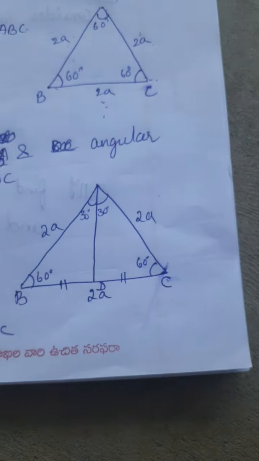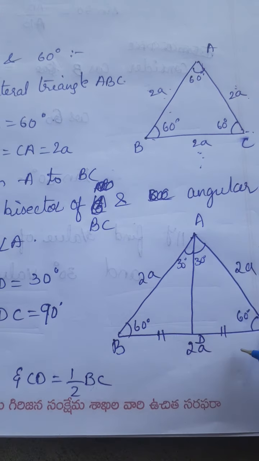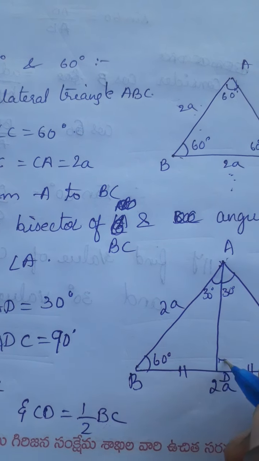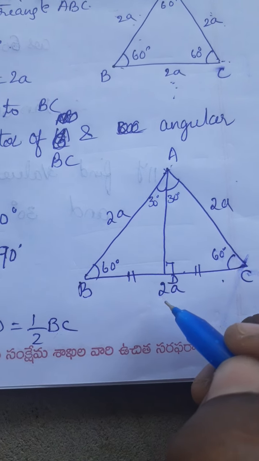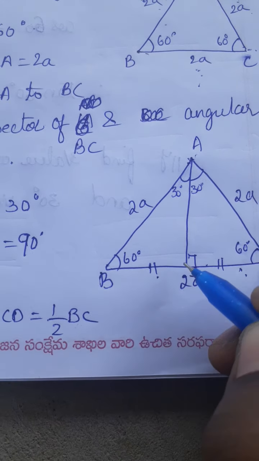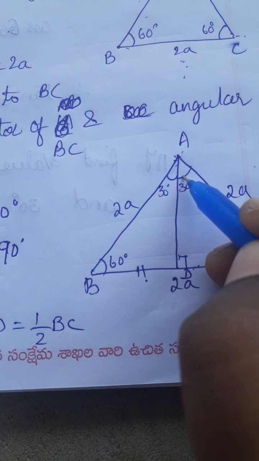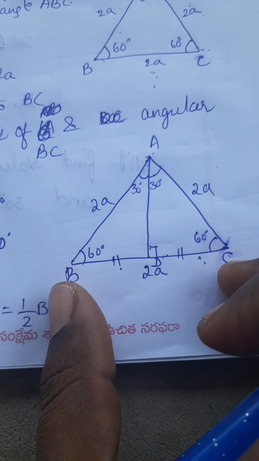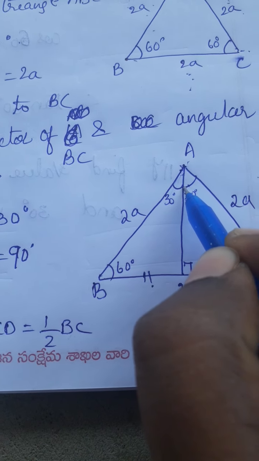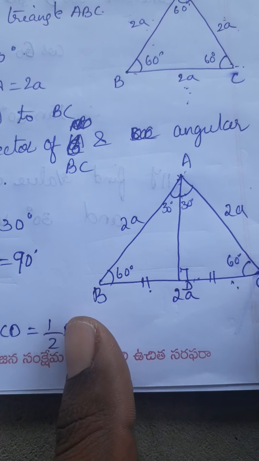Now I am drawing a perpendicular from A to BC. From A to BC I have taken a perpendicular bisector. You know what is a bisector? It divides the side into two equal halves. Similarly, this perpendicular acts as the angular bisector of angle A and the perpendicular bisector of BC. That means it divides angle A into two equal halves and the side BC into two equal halves.